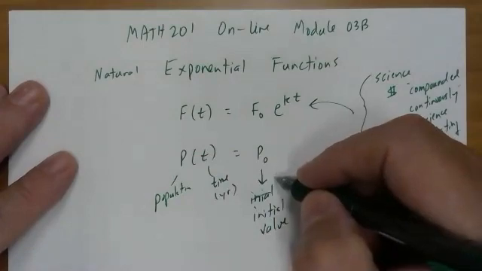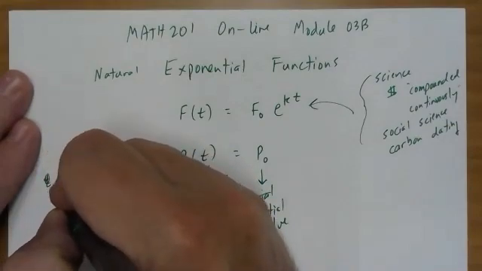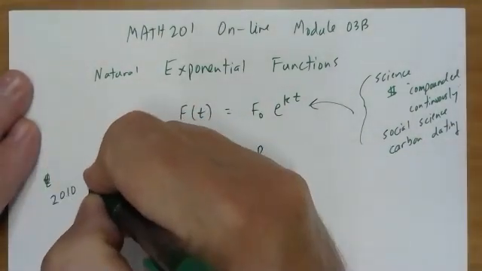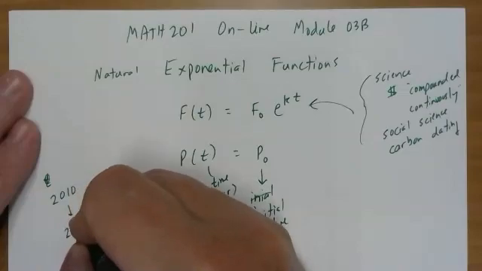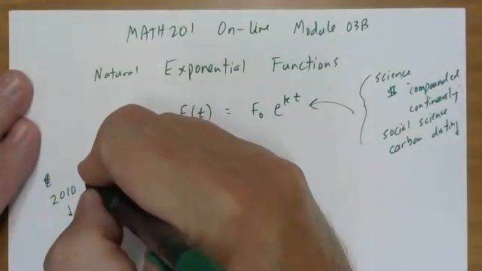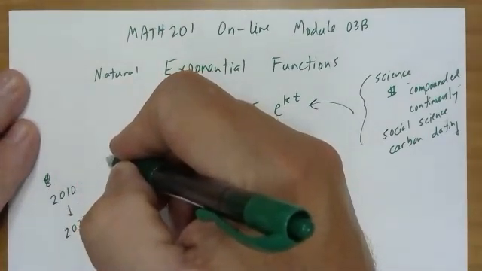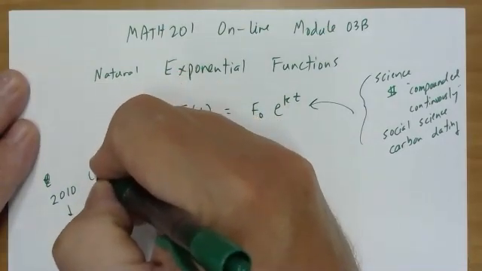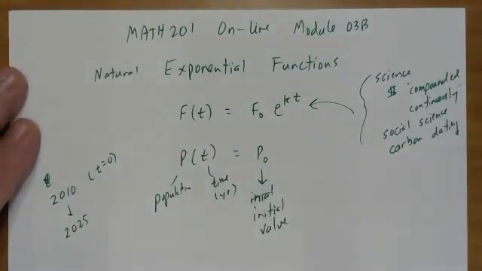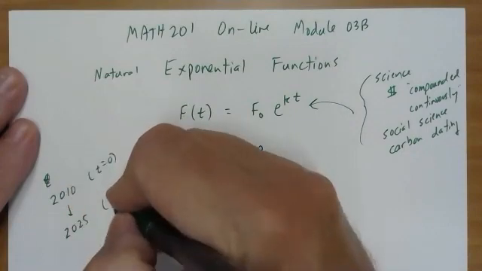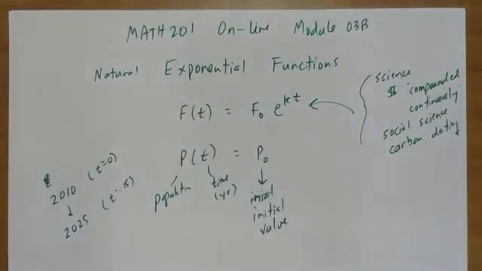Normally when you study population, you would say okay, we're going to start looking at 2010, and we're going to study until 2025. So 2010 is almost like when the clock starts, when we start watching. So what they do is the time will be 0 when you start the study. So if we look at it for 15 years, and we're looking at what happens in 2025, T would be 15.